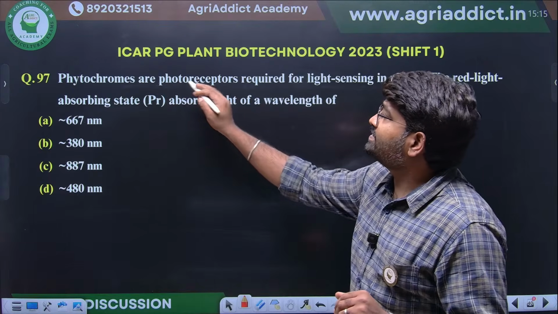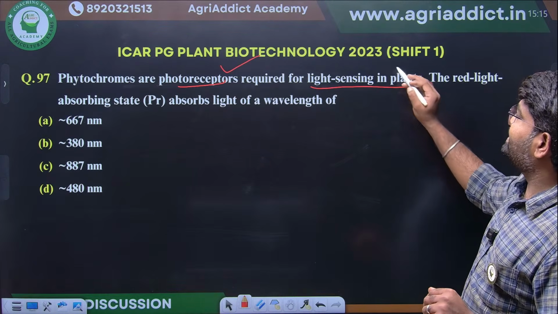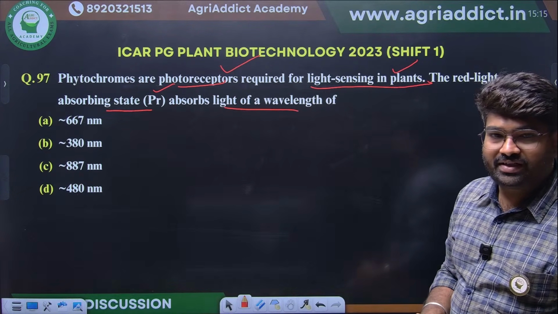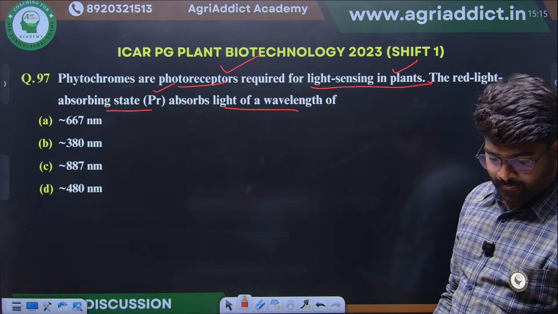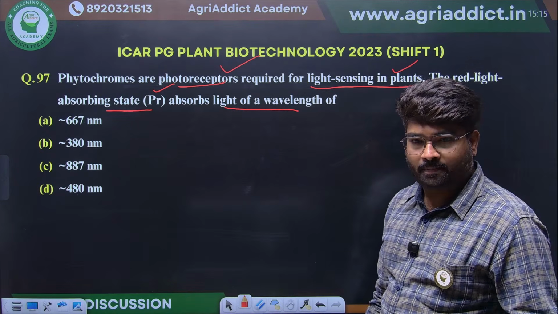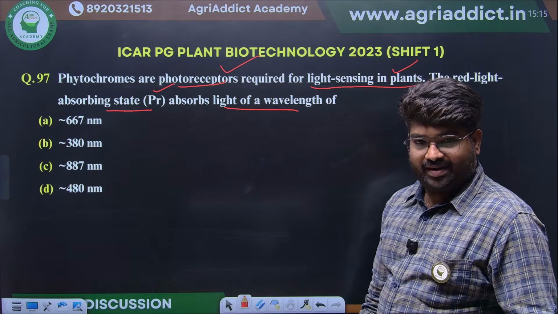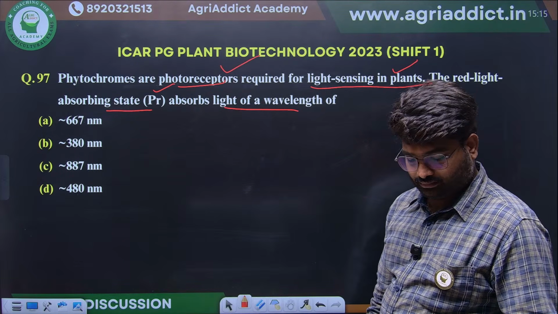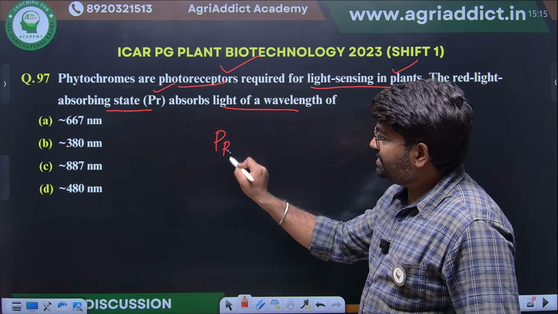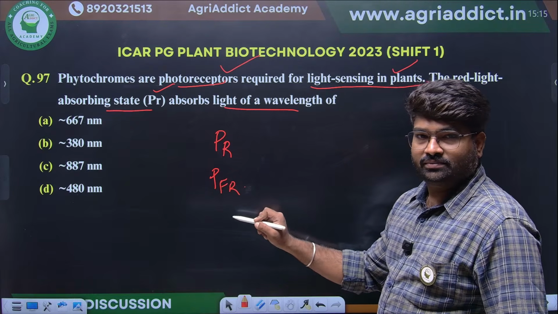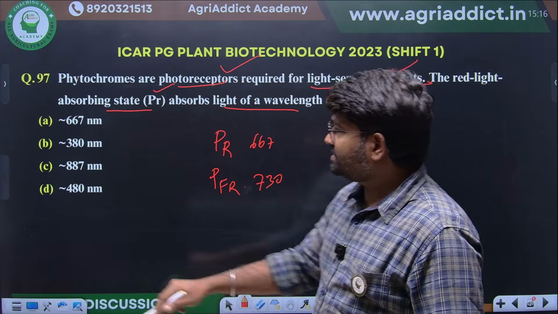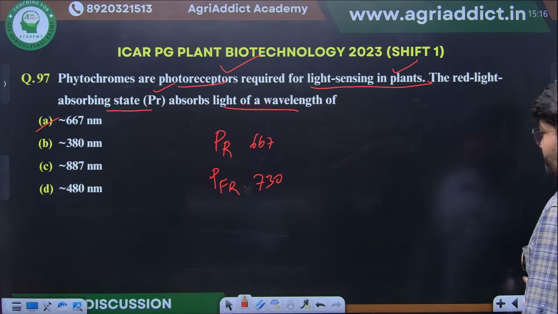Okay. Phytochromes are photoreceptors required for light sensing in plants. The red light absorbing pigment PR, wavelength is what? What is the wavelength for PR and what is the wavelength for PFR? This is a very easy question. PR means 667, PFR means 730. Yes, 667 will be the answer. Yes, they are correct.